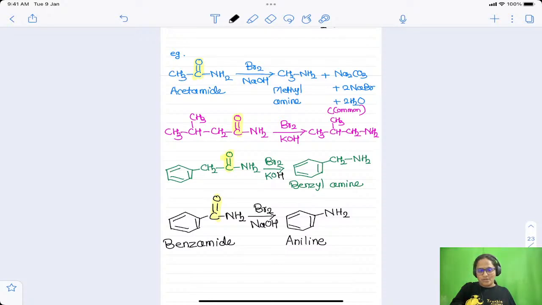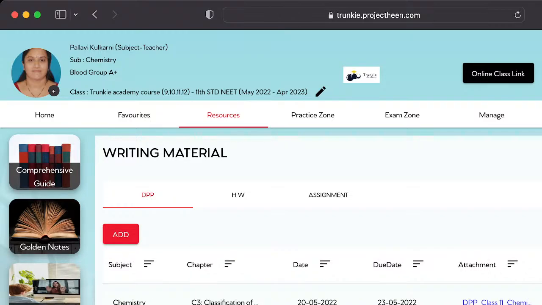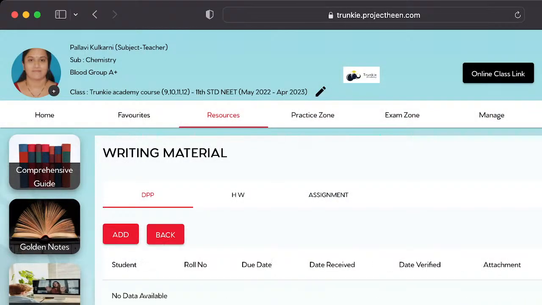At last I'll just show you how to upload the DPP, daily practice problems, on the portal. This is a teacher's portal actually. So the teacher will go to resources, and then in the writing material the teacher will upload the daily practice problems, and you will be able to see the DPPs on your portal also. In the student portal also you will see the same thing. So these are the questions. You can download these questions, write down the answers on your notebook or any blank paper, and take a picture of it and upload it here, so that the teacher will be able to evaluate it in the action button.